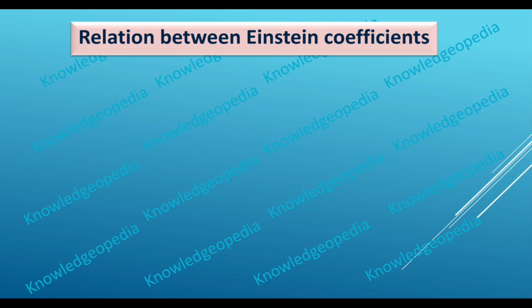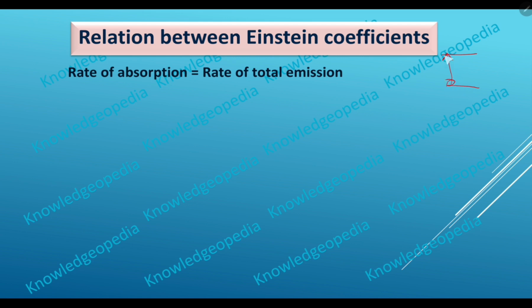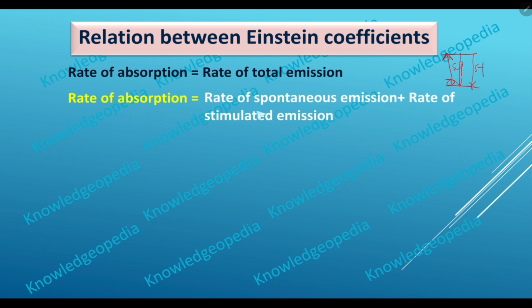The first assumption is that the atoms and radiations are at thermal equilibrium. So at thermal equilibrium, what happens? The rate of absorption should equal the rate of total emission. We had three different processes. One is absorption, in which the atom moves from ground state to excited state. And we have two types of emission: spontaneous emission and stimulated emission. So the total rate of absorption should equal the total rate of emission. I can write the rate of absorption equals the sum of the rate of spontaneous emission and the rate of stimulated emission, because there are two types of emissions, we have to take their sum.